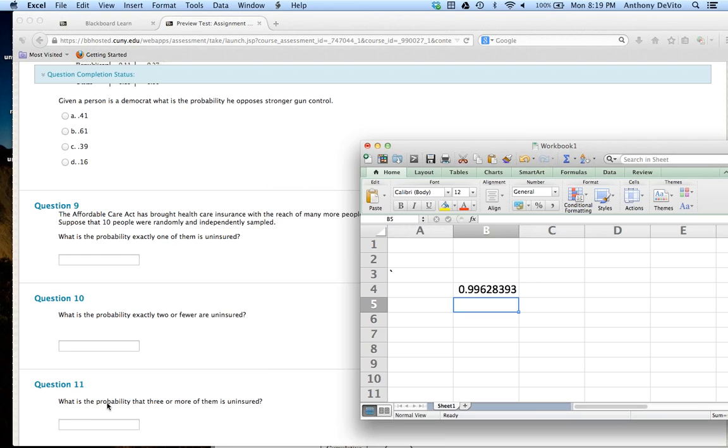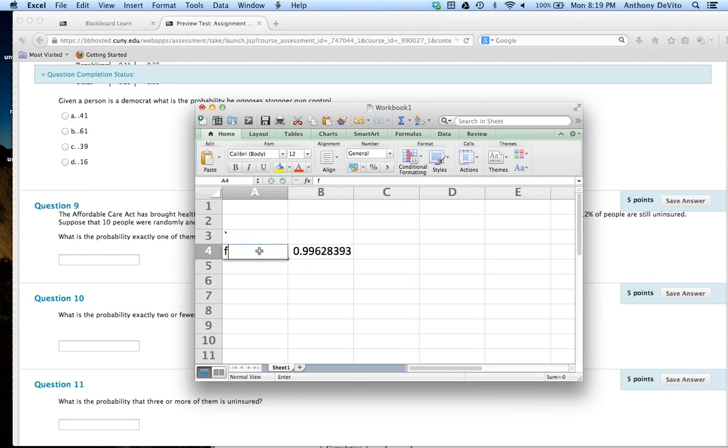Next question asks, what's the probability of 3 or more? I'm actually rephrasing this. So this is for 4 or fewer, right?